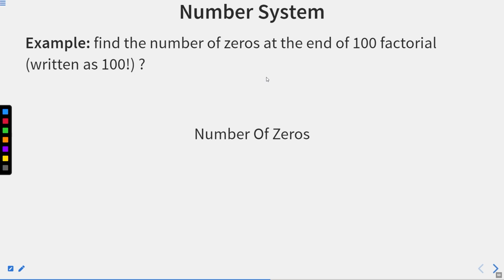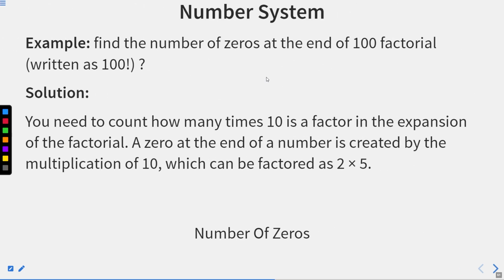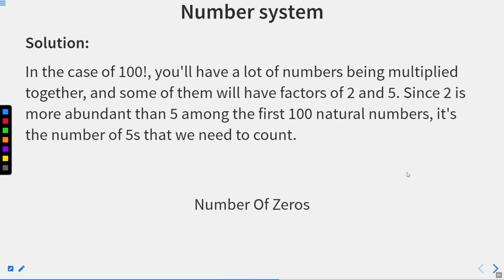Find the number of zeros at the end of 100 factorial. So what is a factorial? 100 factorial is equal to 100 into 99 into 98 into 97, and it goes on decreasing till 1. You need to count how many times 10 is a factor in the expansion of the factorial. A 0 at the end of a number is created by multiplication of 10, which can be factored as 2 into 5. In the case of 100 factorial, you will have a lot of numbers being multiplied together, and some of them will have factors 2 and 5.